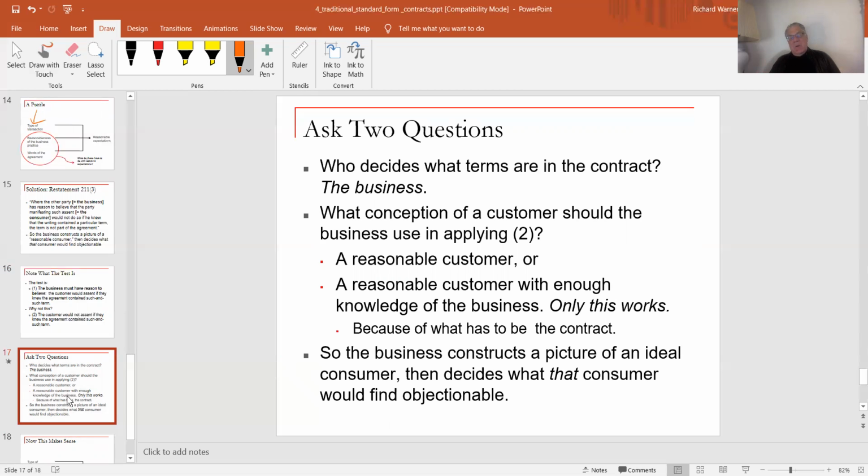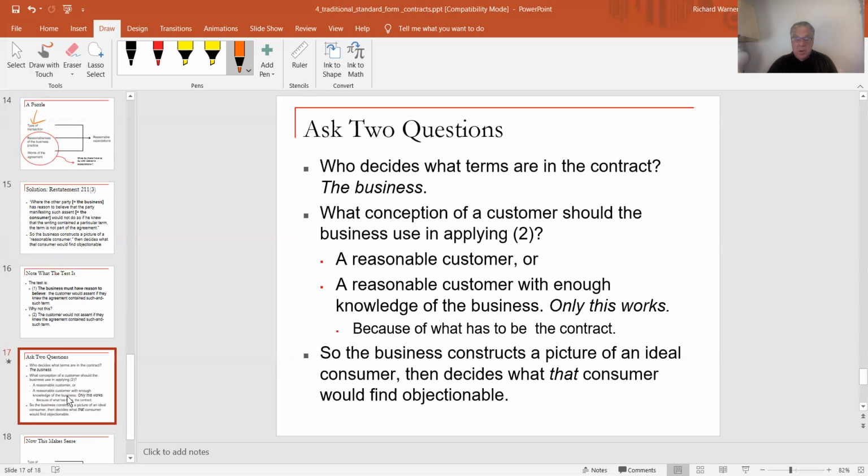So to see how the test works, what does a business have reason to believe about consumers? Ask these two questions. Who decides what terms are in the contract? Obviously the business. The business writes the contract. So imagine you're a business, writing the contract, and you ask, are consumers going to agree to this? Section 211.3 requires that you say, do I have reason to think consumers are going to agree to this? What consumer? Well, a reasonable consumer.